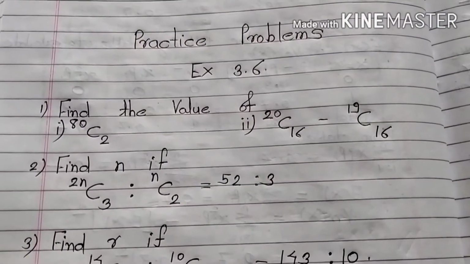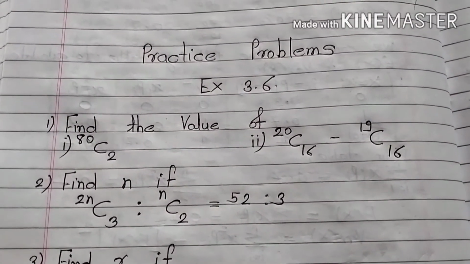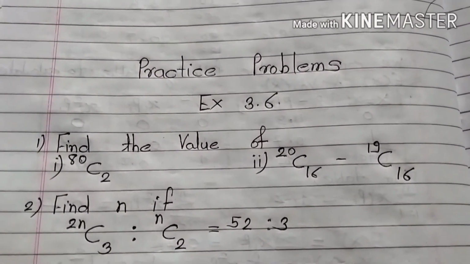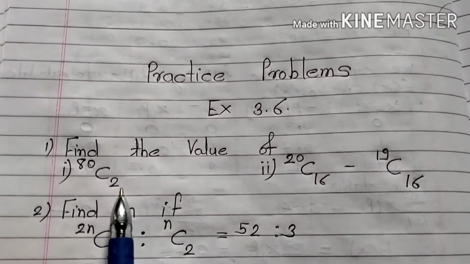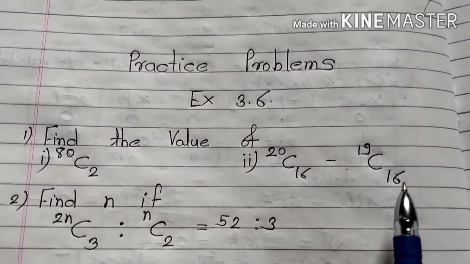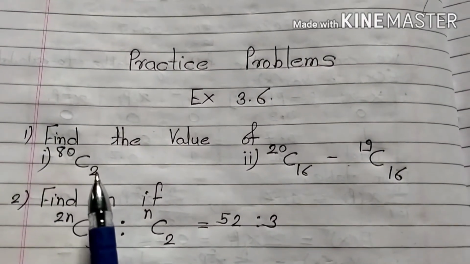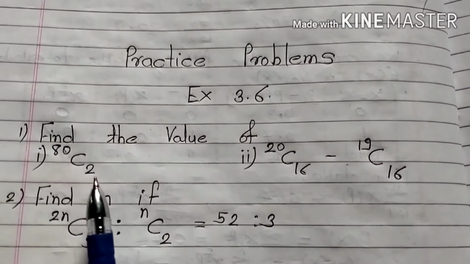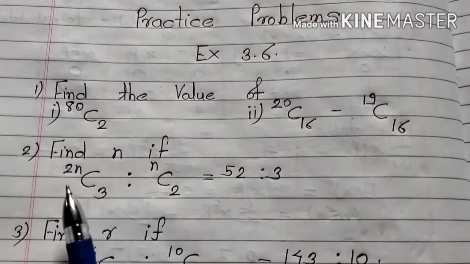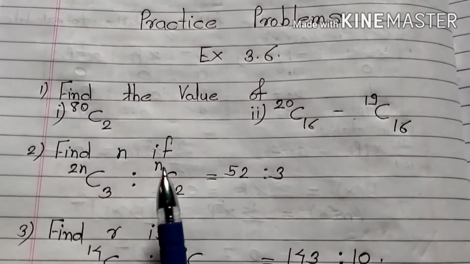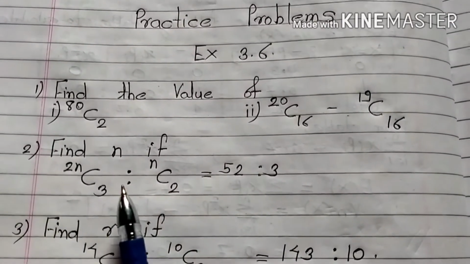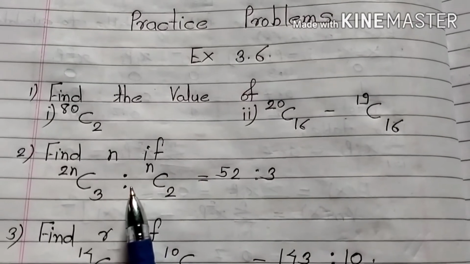Now there are practice problems from exercise 3.6. So your first example, find the value of 80C2. Second, 20C16 minus 90C16. So here use the formula of combination, then you can find this value. Next, find n if 2nC3 is to nC2, which is equal to 52:3. In this example, you have to find the value of n.